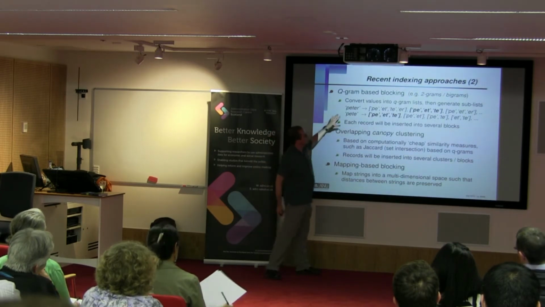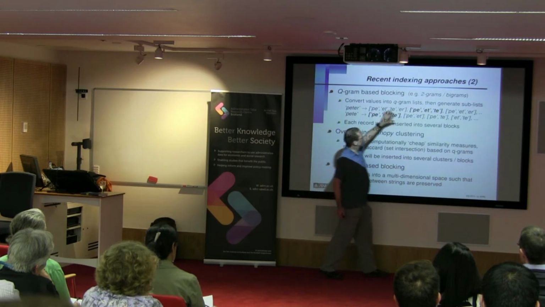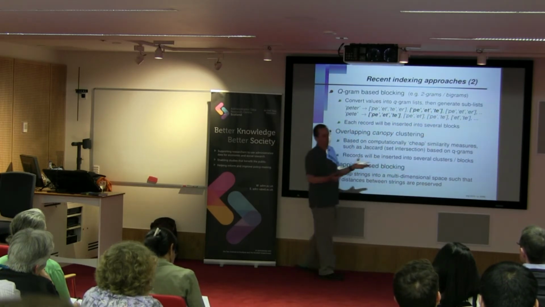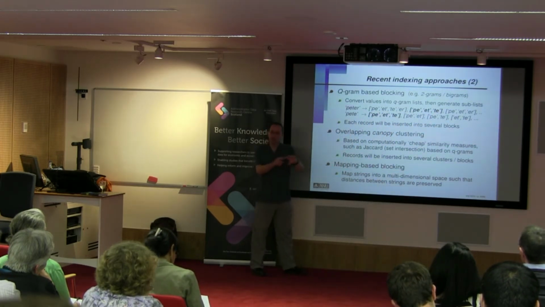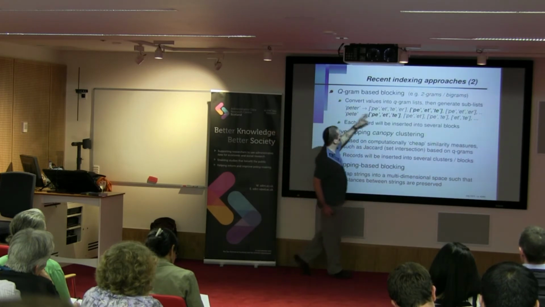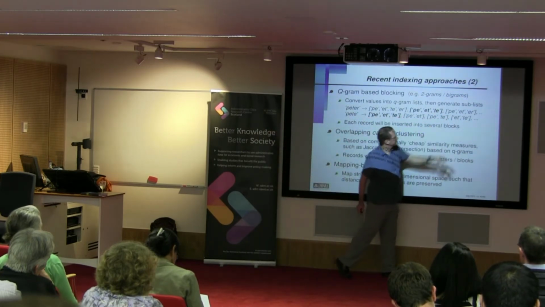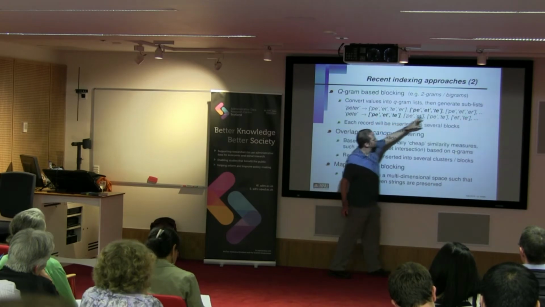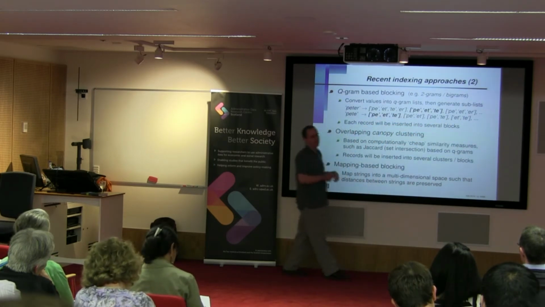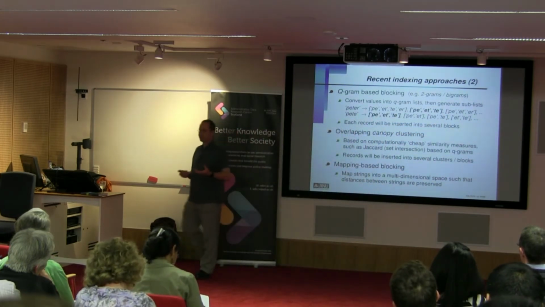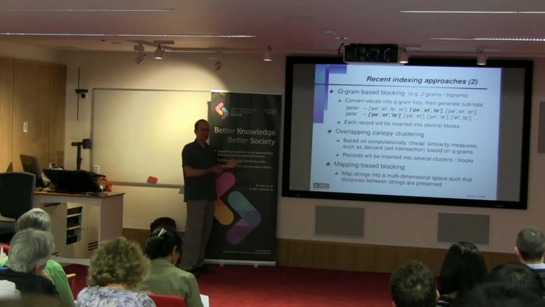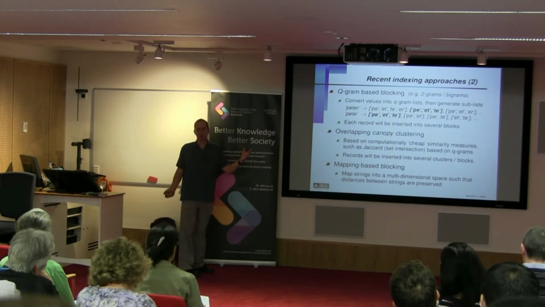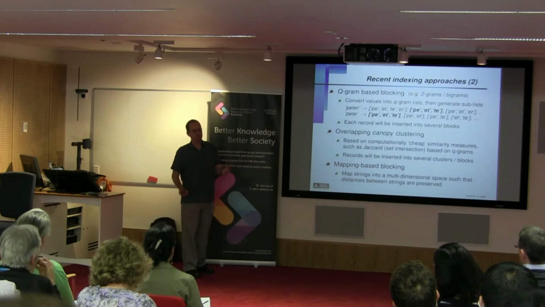So in this approach, each of these sublists gives us a block. All the records which have a certain sublist will go into the same block. So Peter will be put into 4, 5 blocks, etc. This works very well if data quality is bad. Computationally, it doesn't work at all. It completely explodes with regard to the number of blocks which we generate.